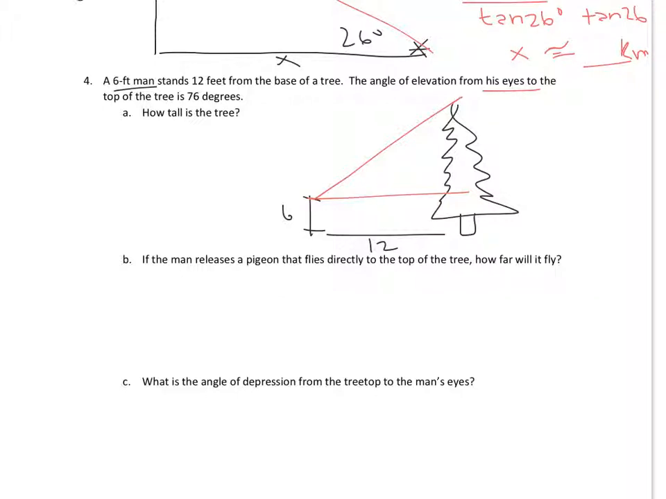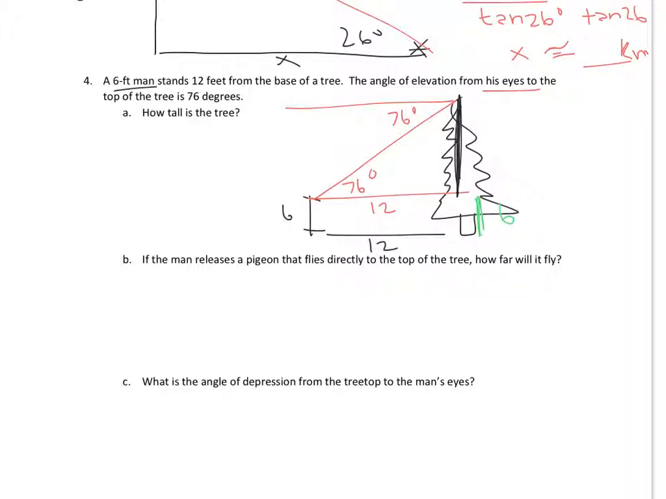So again, this is 76 degrees right here. This is 76 degrees. This is 12. We're trying to find this distance first, just like the first example. And then at the end, we're going to add 6 to it.